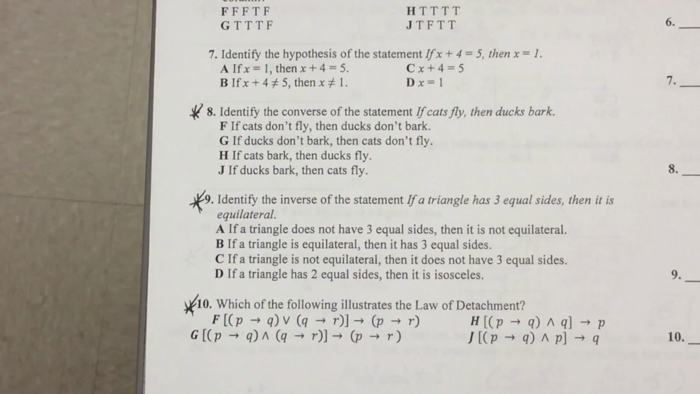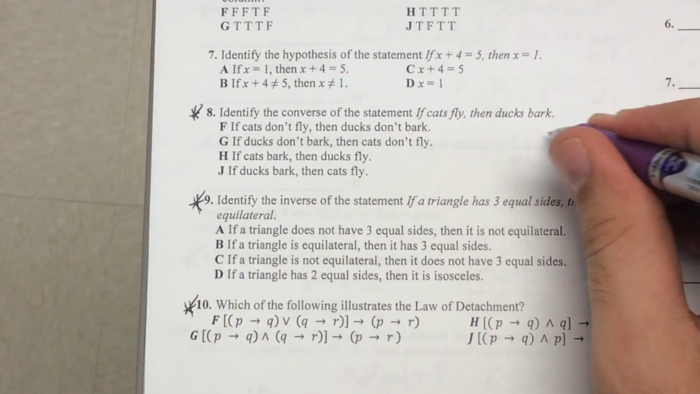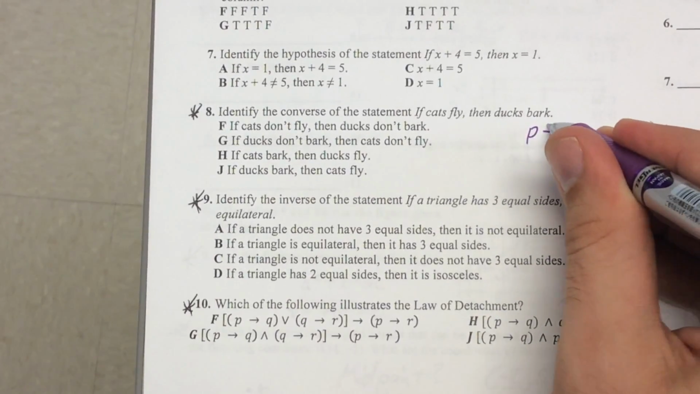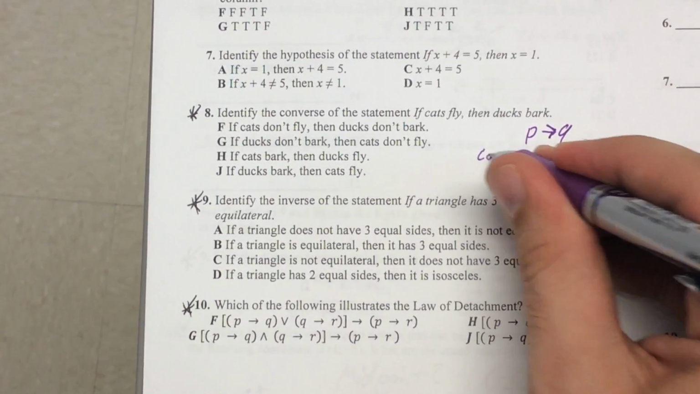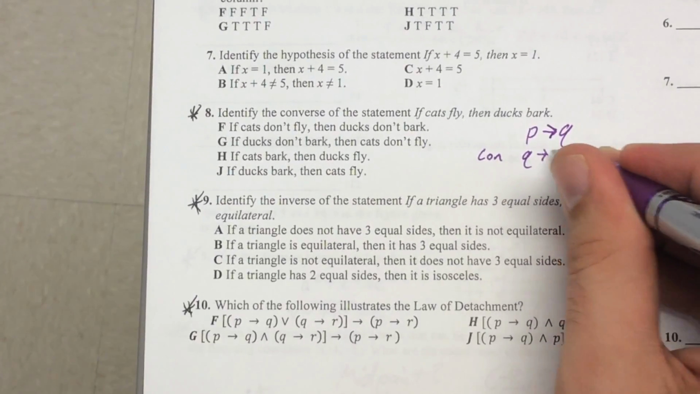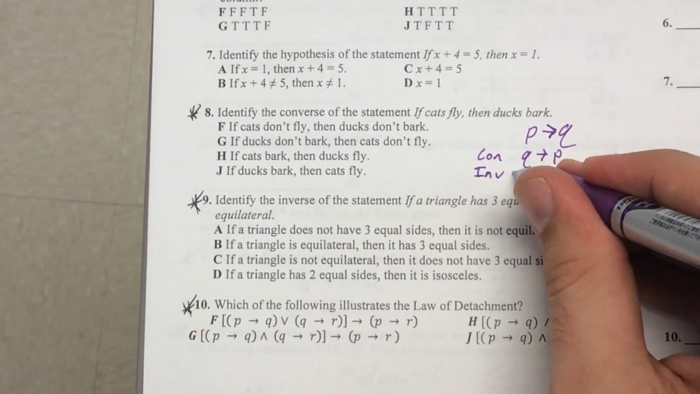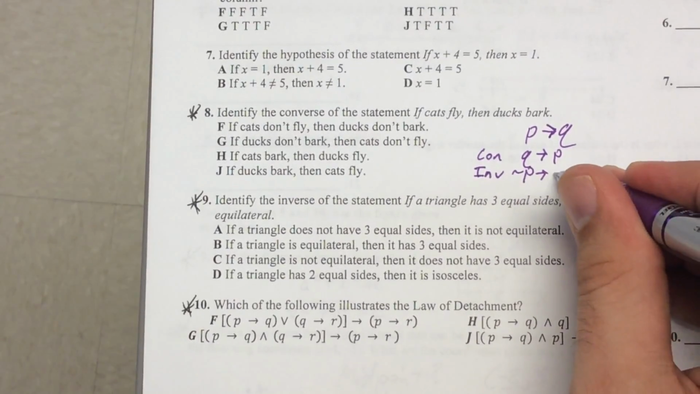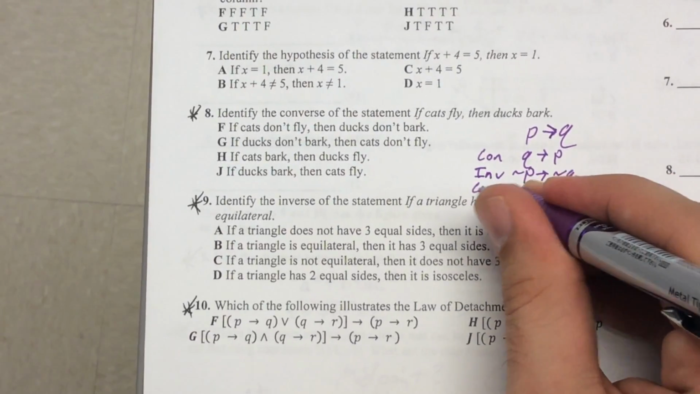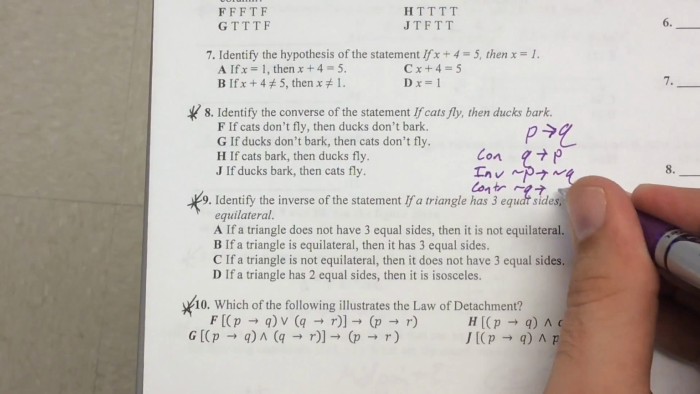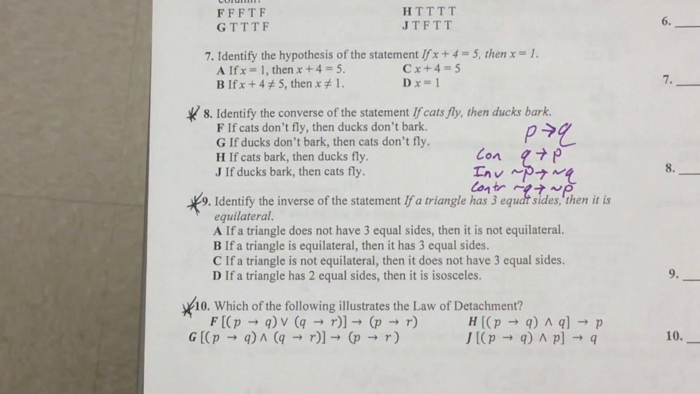Let's talk about converse, inverse, and contrapositive. These are on your little cheat sheet that I gave you. So this is your original statement. If P is true, then Q is true. My converse is if Q is true, then P is true. My inverse is if P isn't true, then Q isn't true. And my contrapositive is if Q isn't true, then P isn't true.